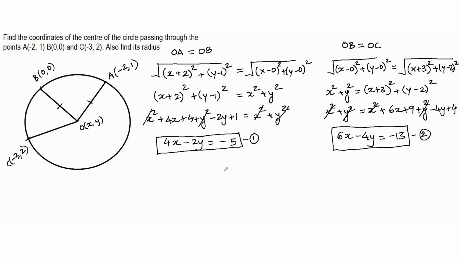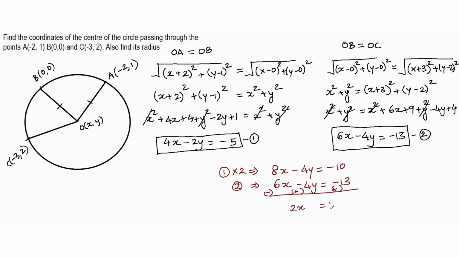So I can now multiply the first equation by 2. So I get 8x minus 4y is minus 10. And let the second equation be taken as it is. So 6x minus 4y is minus 13. So subtracting, we get 2x is equal to 3, which means x is equal to 1.5. Now if you substitute x as 1.5, you can find the value of y.